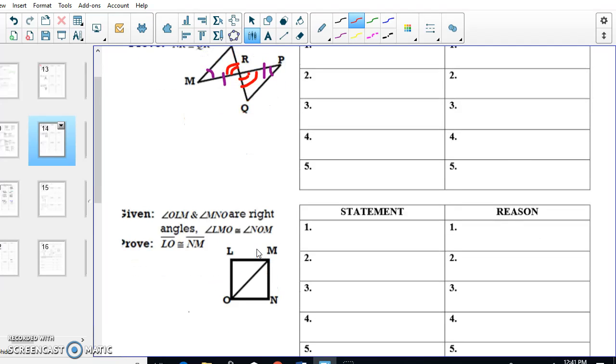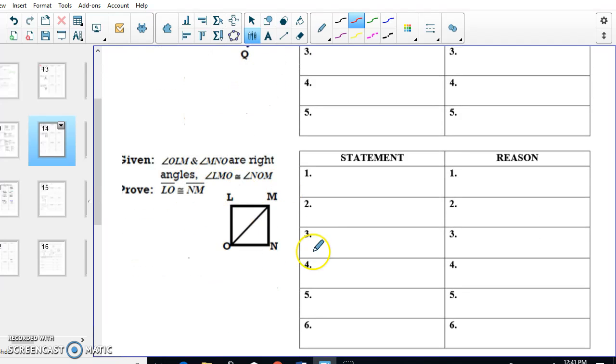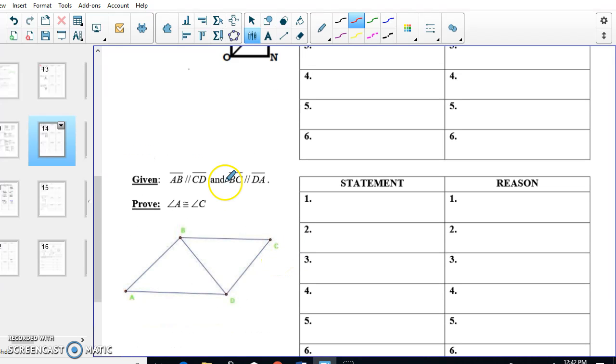Once again, here's another one that tells you they're right angles, so I should be seeing hypotenuse leg. All of these end with your reason being CPCTC.